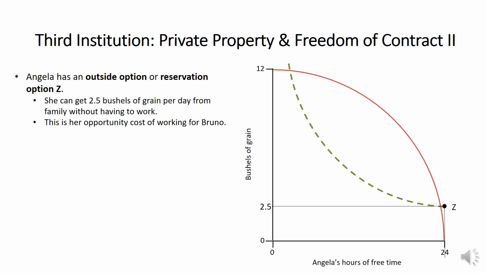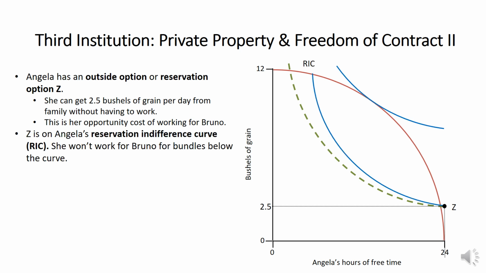So how does this look on the diagram? First, we're going to make things a bit more interesting by giving Angela an outside option, Z, or a reservation option. And this is an amount of grain that she can get without having to work. We can think of this as the opportunity cost of her working for Bruno. So if she were to work for Bruno and get less than this amount of grain, for sure she would not be interested in that.